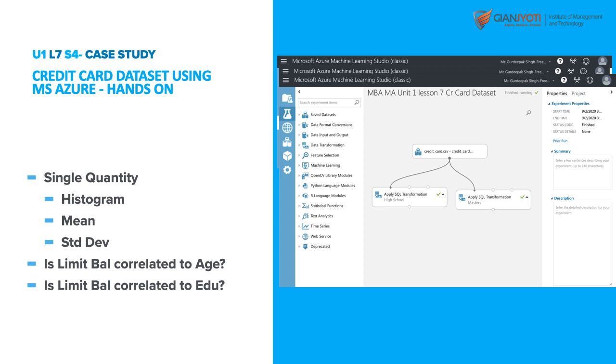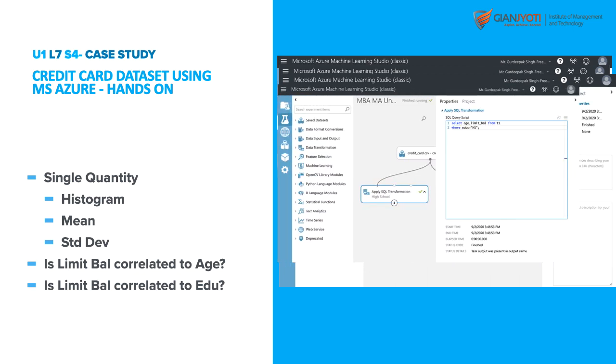So once you have done that, the next step is that once you click on this, you get this on the right hand side. So this is the structured query language. What I want to do is extract the data from this data set onto this one, where I just need to see two columns. One is age and one is limit balance. And I want only those records where education is equal to high school.